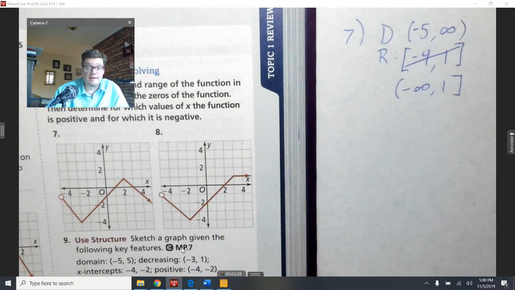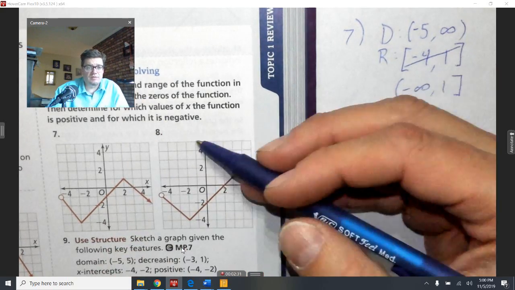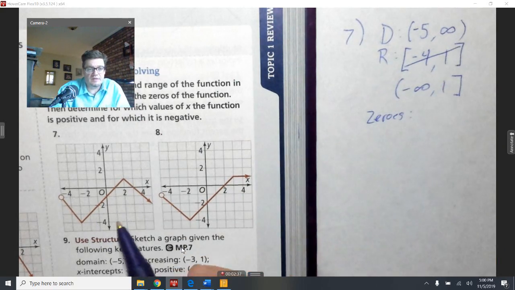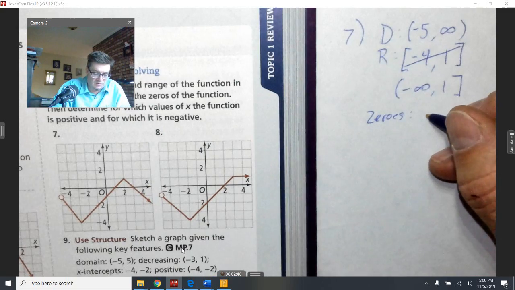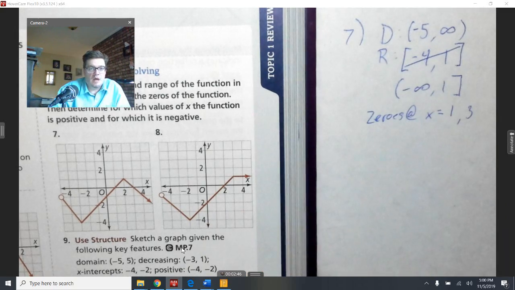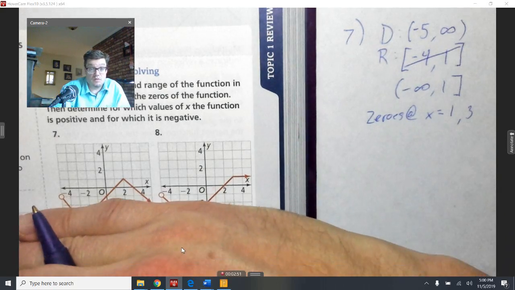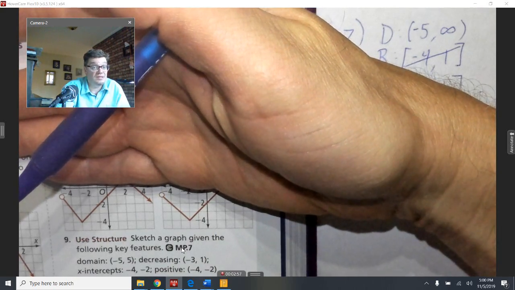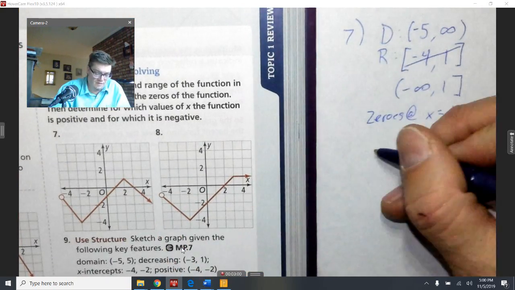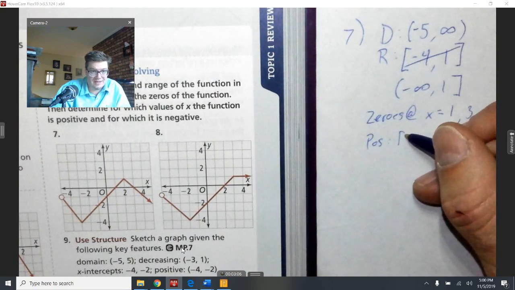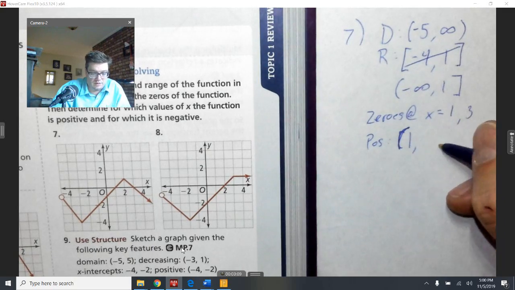Aha, almost got me. The next one is the zeros of the function. The zeros are where the graph hits the x-axis. The zeros are at x equals 1 and 3, and that's it. Now, when is this positive? Where is it above the x-axis? That's a positive interval, and there would be negative intervals, plural. This one is positive from 1 to 3. Actually, it's 0 at 1, so we put 1 to 3.